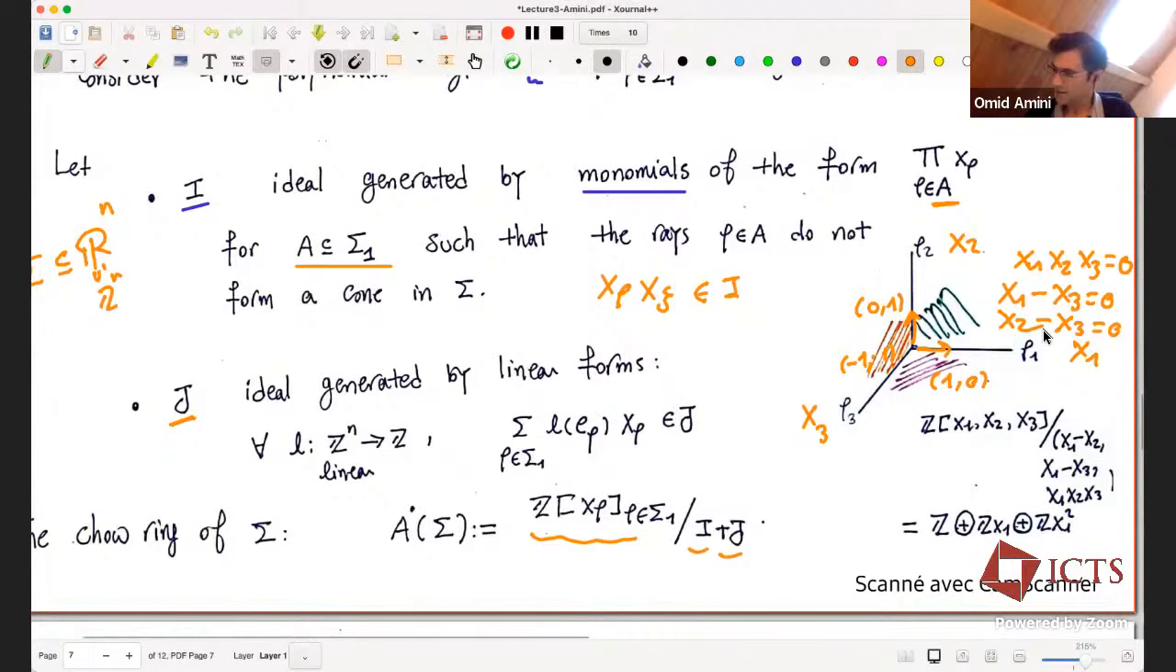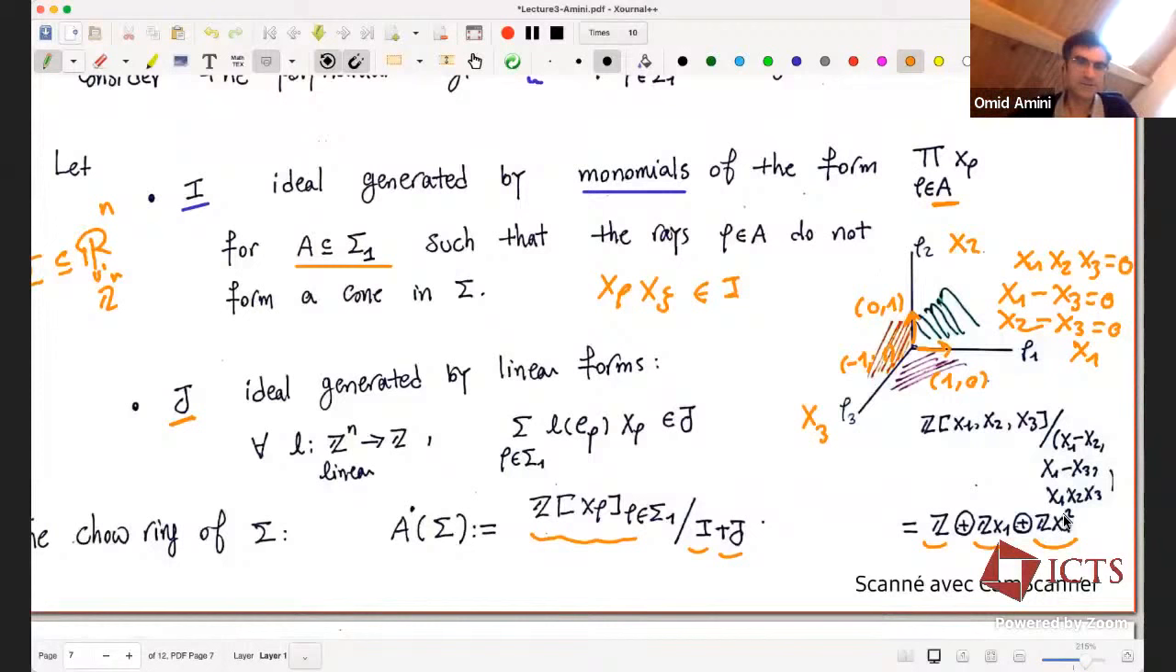But this is already huge because it tells you that x1 is equal to x3. X2 is equal to x3. So basically x1, x2, x3 are all the same. And the first one tells you that x1 times x1 times x1 should be zero then. So it means that x1 cubed is zero. Okay. So it means that this polynomial ring, when you take the quotient, you get exactly Z plus Z x1 plus Z x1 squared. And everything afterwards will be zero. x1 cubed is zero, x1 to the fourth is zero, and so on.